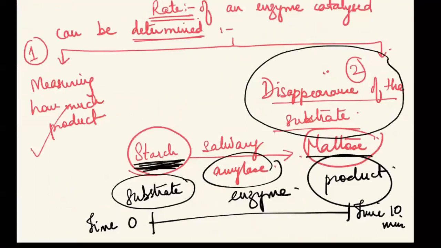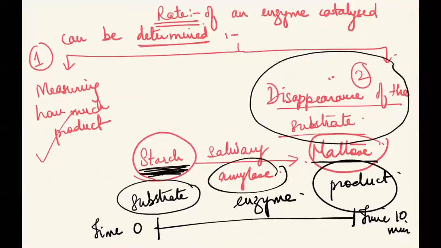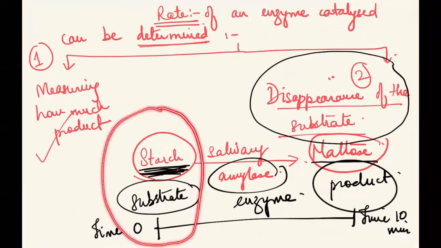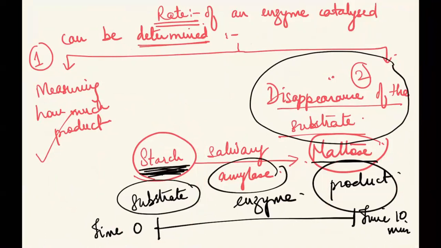If you have such a reaction, तो अगर मैं आपसे कहूँ कि इस reaction की आप rate determine करोगे तो दो ही तरीके हो सकते हैं ना, you can calculate the amount of product formed per unit time, ठीक, or you can calculate the rate at which the starch is disappearing per unit time. Is this making sense?